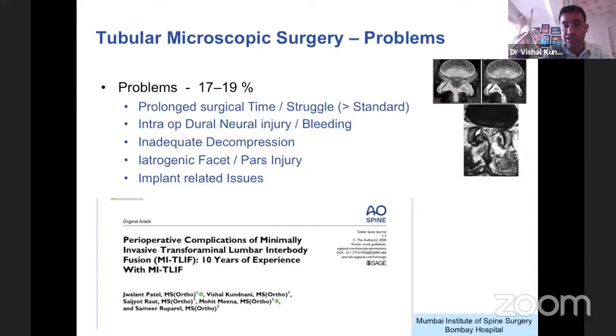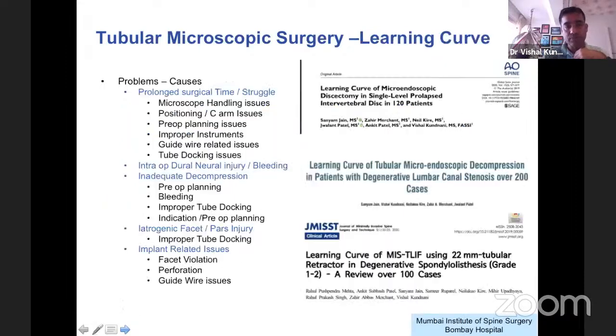Intraoperative bleeding and neural injuries are other issues that have been part of our learning curve. Inadequate decompression can result in an unsatisfied patient. Iatrogenic facet and pars injury, either on the same side while doing ipsilateral or on the contralateral side while you're overdoing the decompression, particularly in patients with developmental canal stenosis, is something that can happen. And implant-related issues, of course, have always been a major concern when doing MIS surgeries. And all these things have resulted in a prolonged learning curve for all the evolving surgeons who have moved from open surgery into MIS surgery or who are trying to take up MIS surgery as the primary part of their practice.